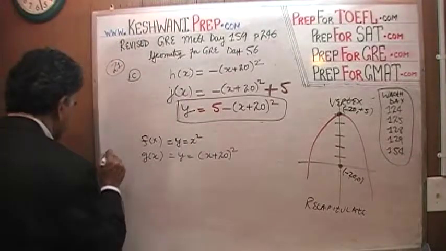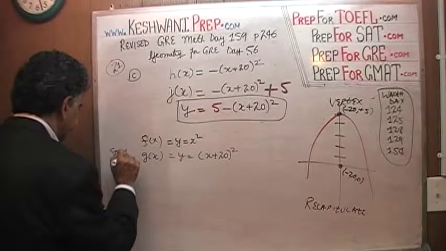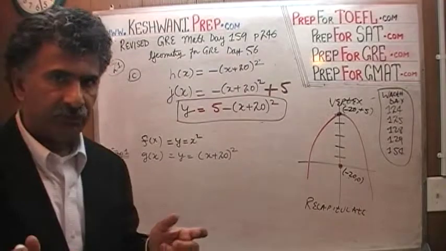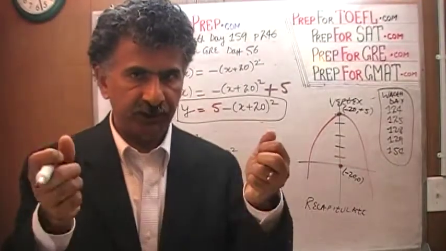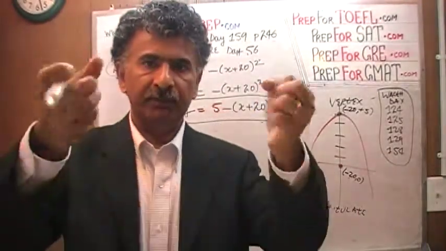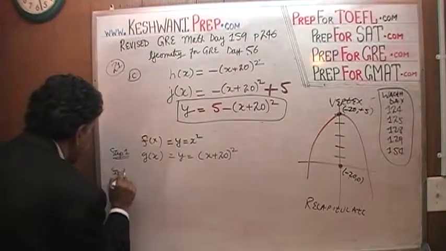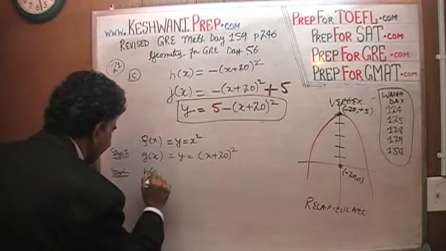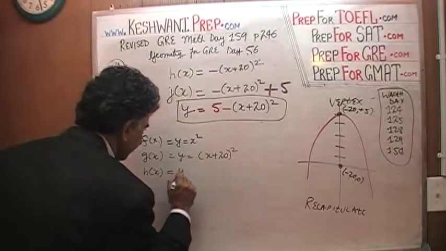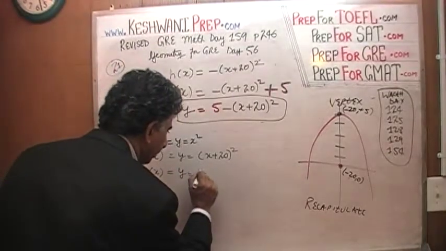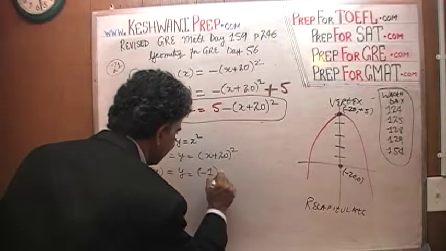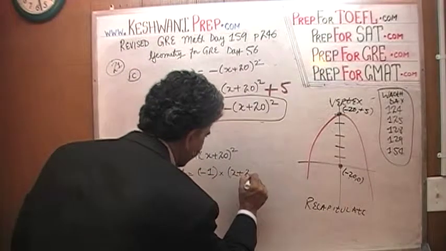That was step number 1. Then we picked up this new function, g of x, and we flipped it upside down. As we did that, we found that the new function that we got, which we call h of x, is negative 1 times this old function.